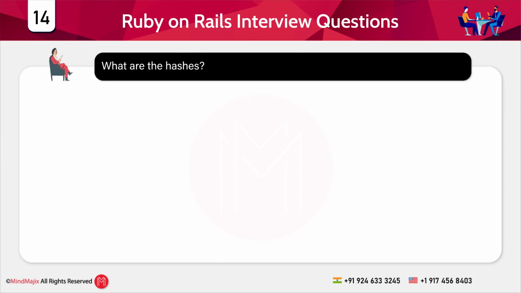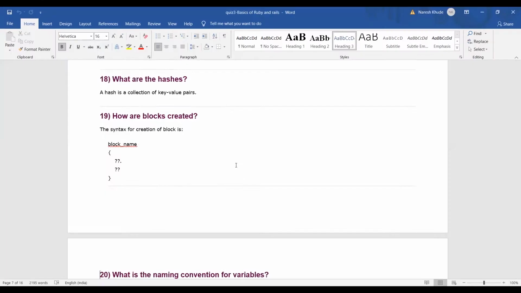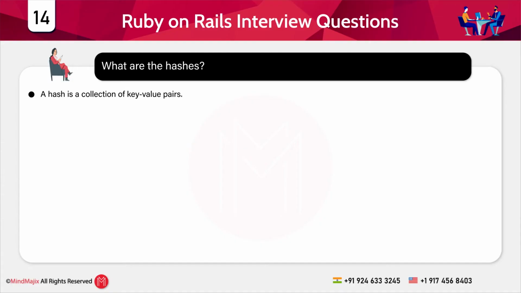What are hashes? A hash is a data type available in Ruby. A hash is a collection of key and value pairs. It means the hash data type stores the values in a hash data structure in the form of keys and values.